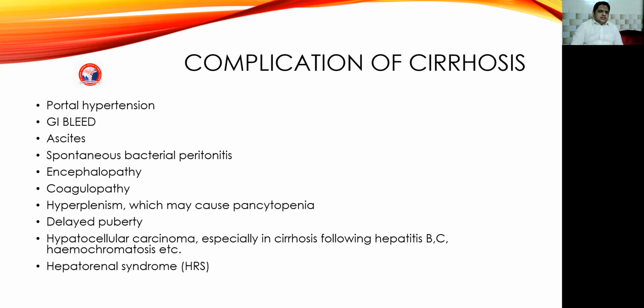Next is complications. What are the complications you will see in cirrhosis? One is portal hypertension, GI bleed, ascites, peritonitis, encephalopathy, coagulopathy, hyposplenism, delayed puberty, hepatocellular carcinoma. In the long term, in post-infective cases like hepatitis B and C, the patient may develop hepatocellular carcinoma. Last one is hepatorenal syndrome.